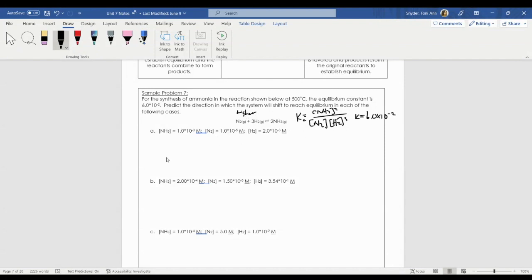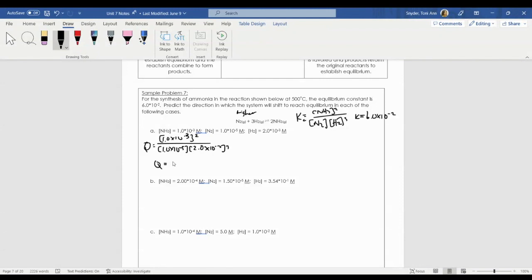Let's plug these numbers in and solve right here. So my value, and I'm going to set this equal to Q because I don't know if these are equilibrium conditions just yet. I have 1.0 times 10 to the negative third, and that's squared, over 1.0 times 10 to the negative fifth times 2.0 times 10 to the negative third, and that's cubed.